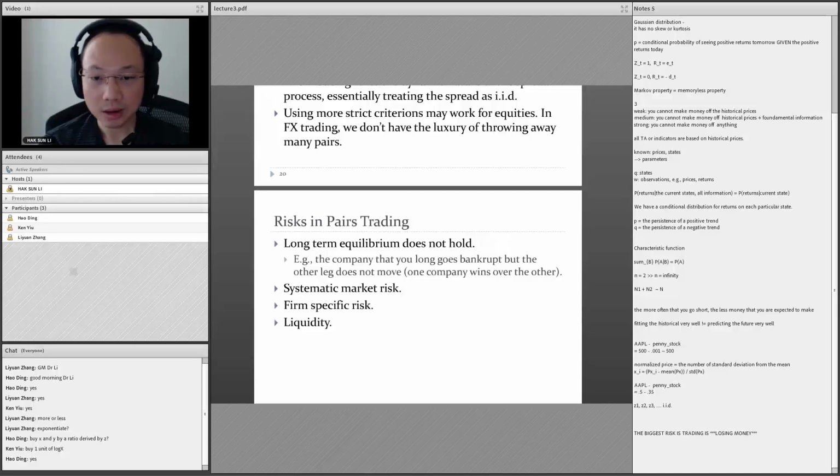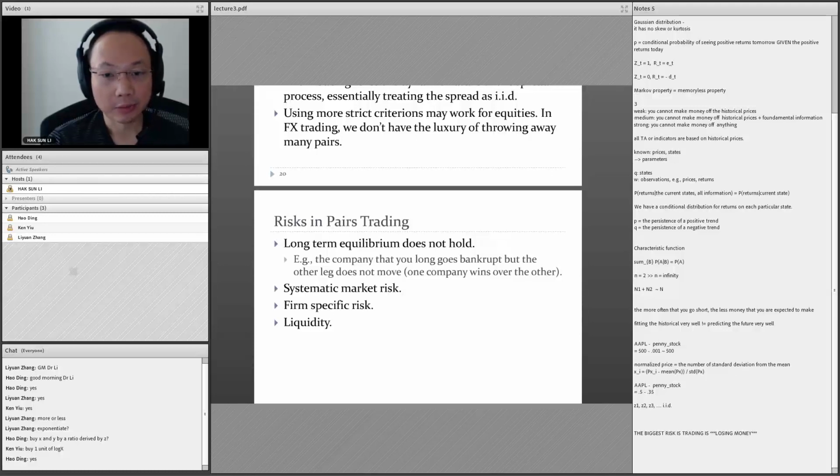And then also it's subject to the other regular risks, as in any other trading strategy, like the systematic risk and the firm specific risk. The firm specific risk is things like, say, the CEO dies. Like Steve Jobs. After he dies, Apple goes down and down and down. Okay, that's the firm specific risk, and it affects the long-term equilibrium of any pairs trading that involves, say, Apple in this case.